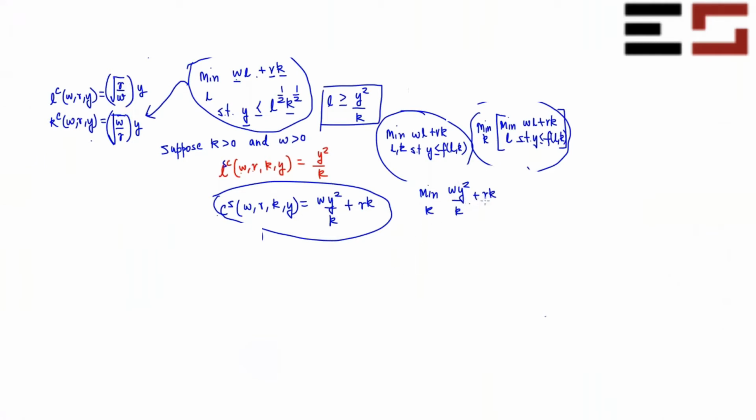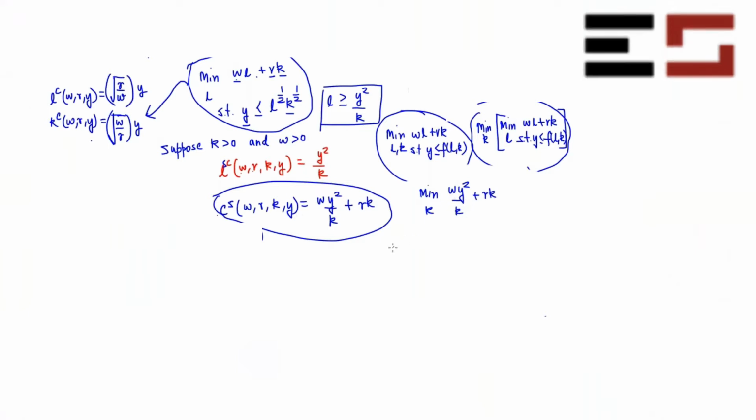Can you do that? Tell me what is the solution to this optimization problem? It's just a one variable problem. How will you do this? You can take the derivative. Okay, so let's take the derivative. What are we going to get? Minus w y squared over k squared, plus r. Is that what we are going to get?